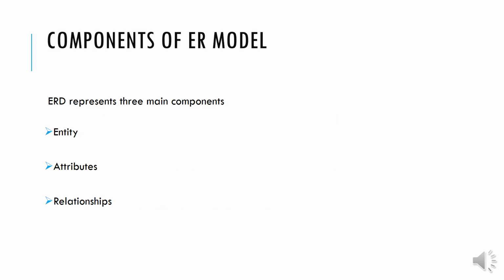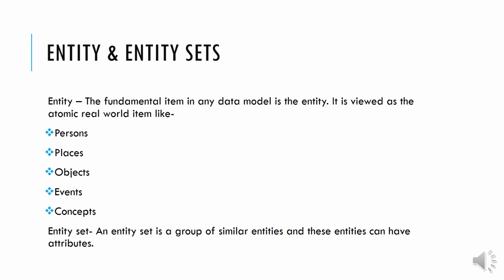There are various components of the ER model. The three main components are entity, attributes, and relationships. The ER model forms the basis of the ER diagrams. It represents the conceptual view of the database. Let's have a look at all three main components one by one.